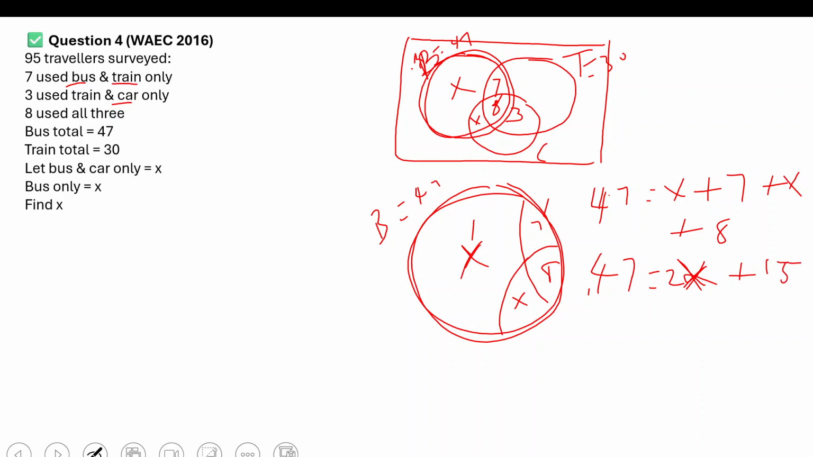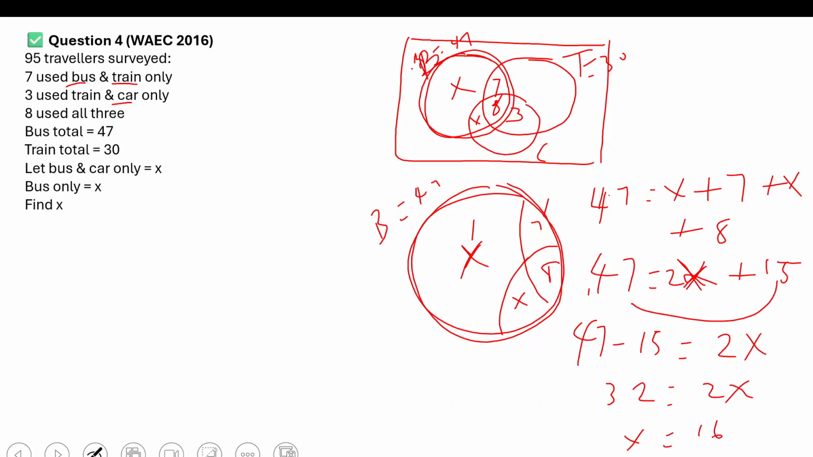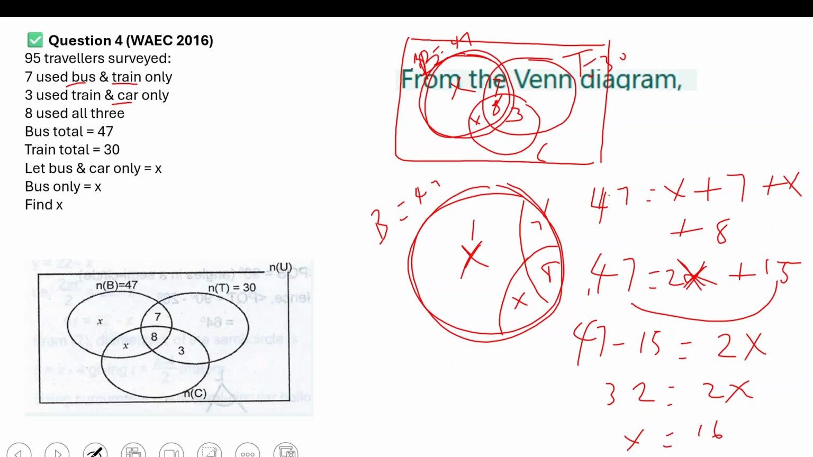So 15 comes here. 47 minus 15 is equal to 2X. All right, so this is 32, which is equal to 2X. Right? So X will now be 16. Why? Because 32 divided by 2 is 16. So X is 16.